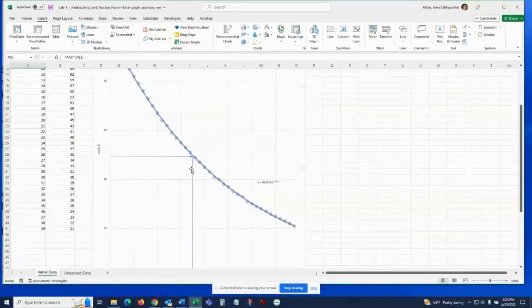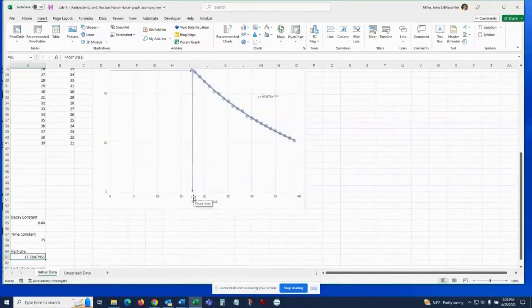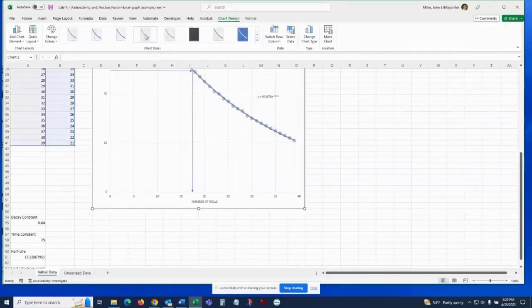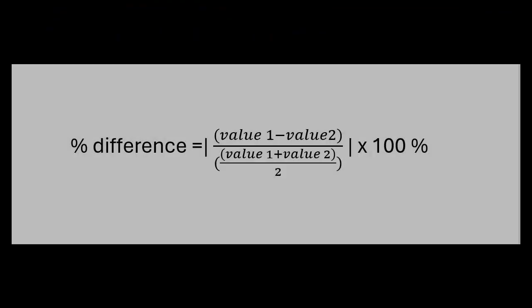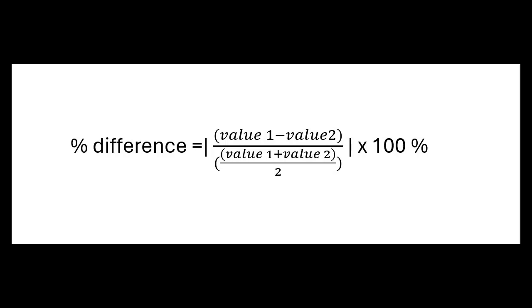On the scatter plot, a horizontal line can be drawn at the level corresponding to half of the initial number of particles to the fitted line. A vertical line drawn from this point down to the horizontal axis will provide the time to reach half-life, in this case, number of rolls. This x value would be the half-life. We will compare the half-life values obtained from the equation and the graphical method. Ideally, these values should be in close agreement, providing validation of our understanding of the decay process.